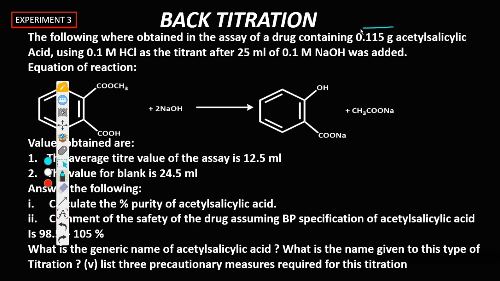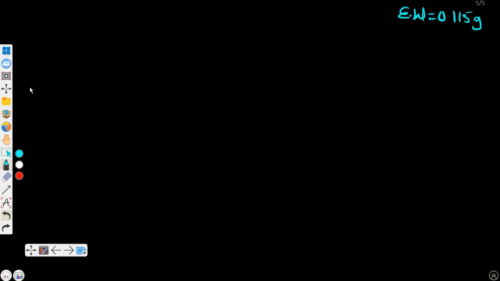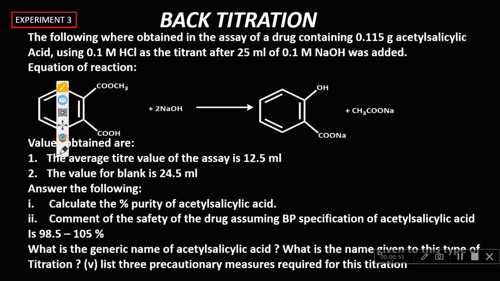Now, say the following: we obtained in the assay of a drug containing 0.115 gram of acetylsalicylic acid. So the expected weight we are expecting is what? 0.115 gram. Is that okay? Of acetylsalicylic acid. So what I'm going to do here, I'm going to come here and write these parameters down. Go to next page. Expected weight is what? 0.115 gram, exactly, of acetylsalicylic acid.